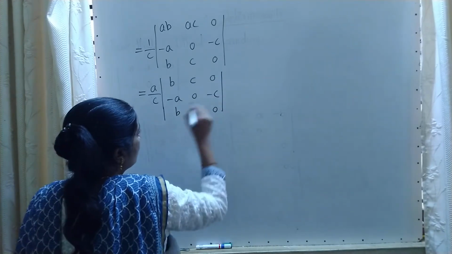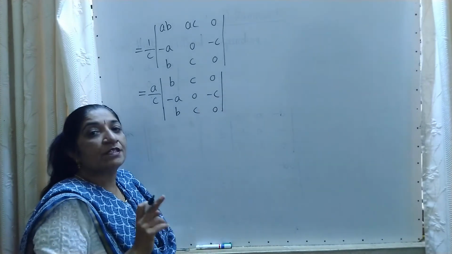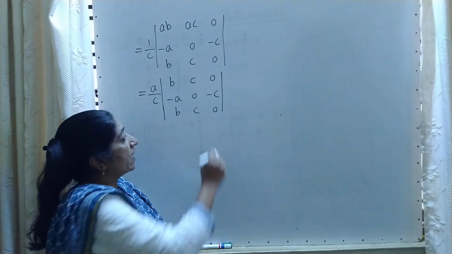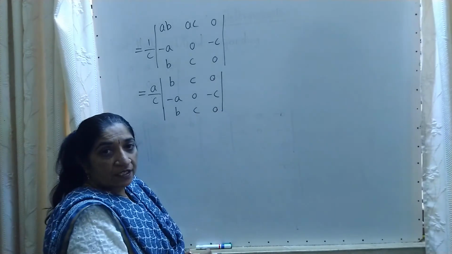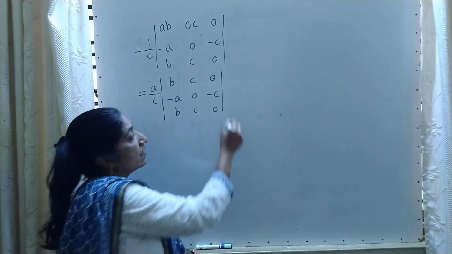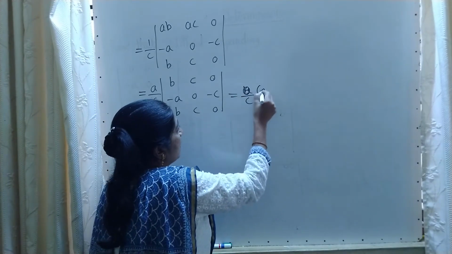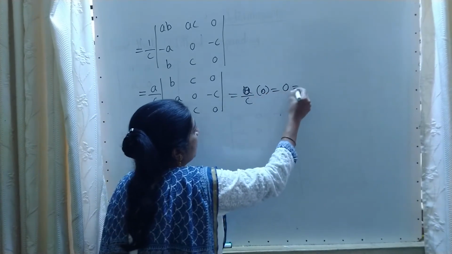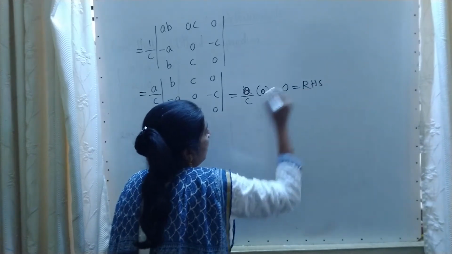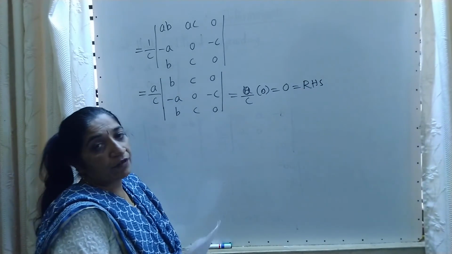Now what are you observing? We are observing that the first and the third row are identical. If the first and the third row are identical, then the answer is 0. So it is A, this is 0. 0 into anything is 0. So the answer is RHS. Understood? So it is very simple.